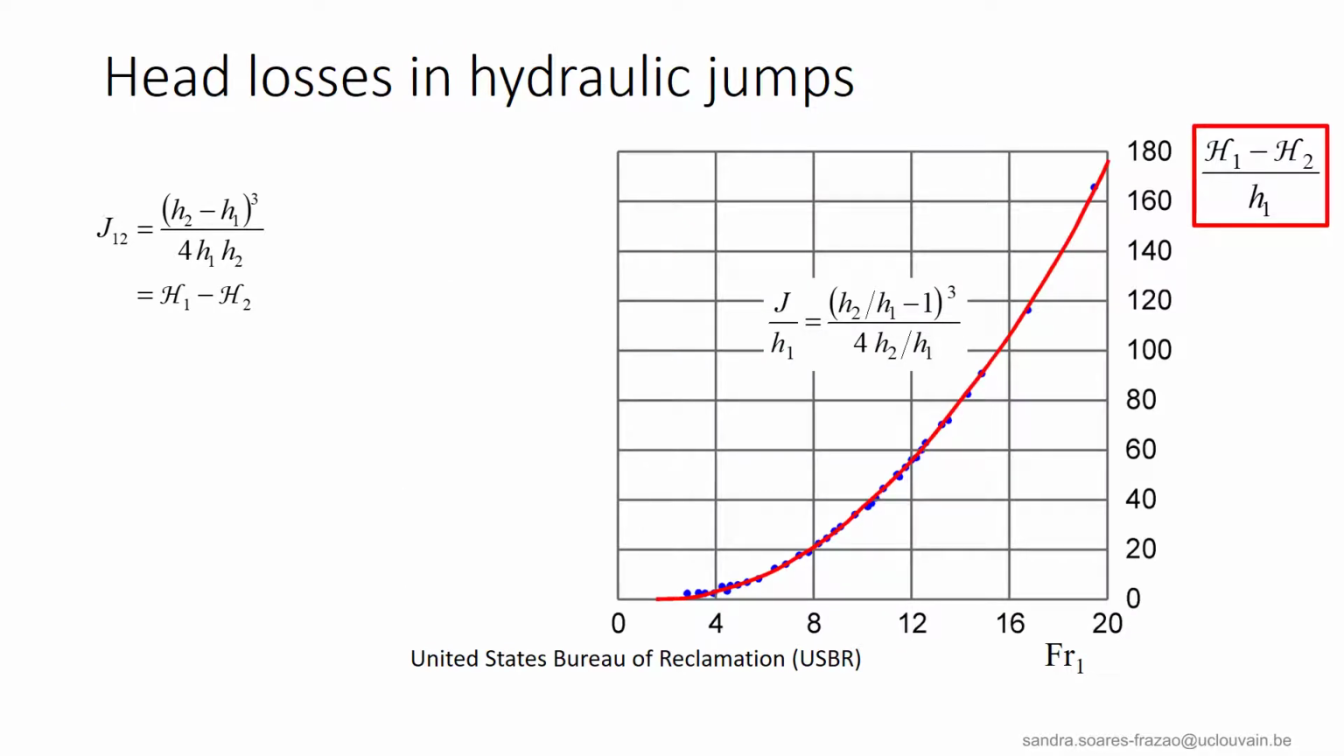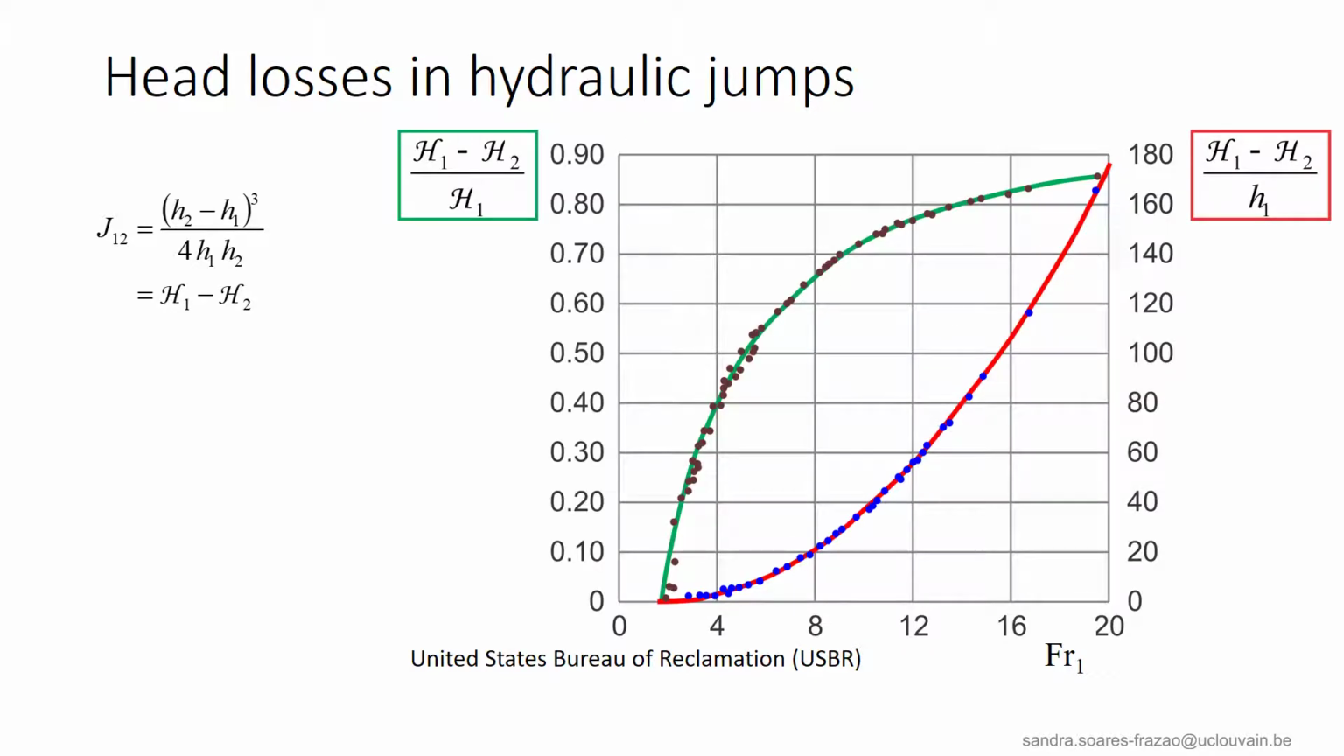This very simple expression for the head losses was verified experimentally by the USBR, and we can see that despite its simplicity, it reproduces very well the measurements that are illustrated by the blue points. It is also interesting to represent the head loss as a fraction of the initial head, so H1 minus H2 divided by H1, the initial head at the upstream side of the hydraulic jump. This is indicated by the green curve here, and again we see a very good agreement with the measured points.